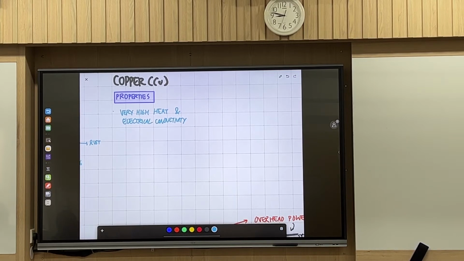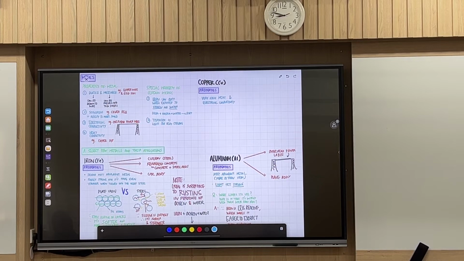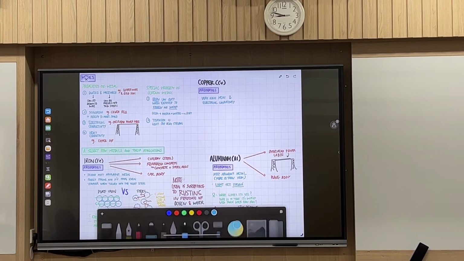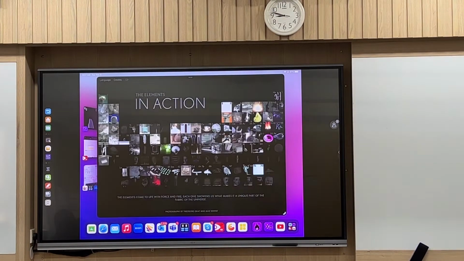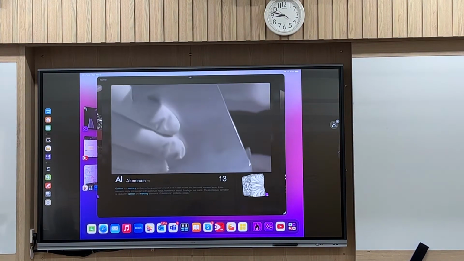Does aluminium have any weaknesses? Well, its only weakness is when it comes into contact with mercury. Can you see what happens when we put mercury on aluminium? This is why you're not allowed to bring a mercury thermometer on a flight.